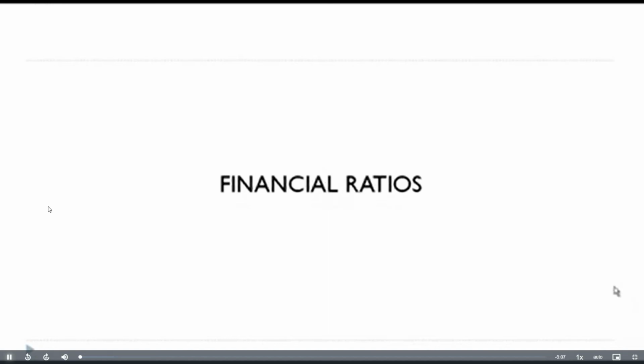Friends, in this session we are going to understand about the financial ratios. We have gained some understanding on balance sheet and P&L, and right now we know how to read the balance sheet. So now we'll get started with ratios.